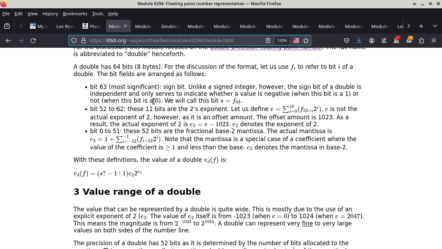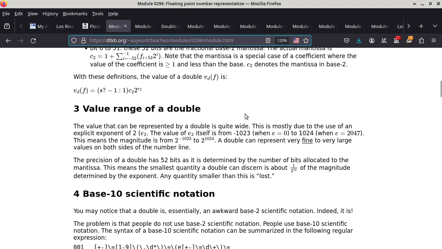All right. So it would appear that we are basically done with this topic, and that would be too easy. So the rest of this is to talk about how we convert from base 10 scientific notation to base 2 scientific notation, which is the double precision format that we are talking about.